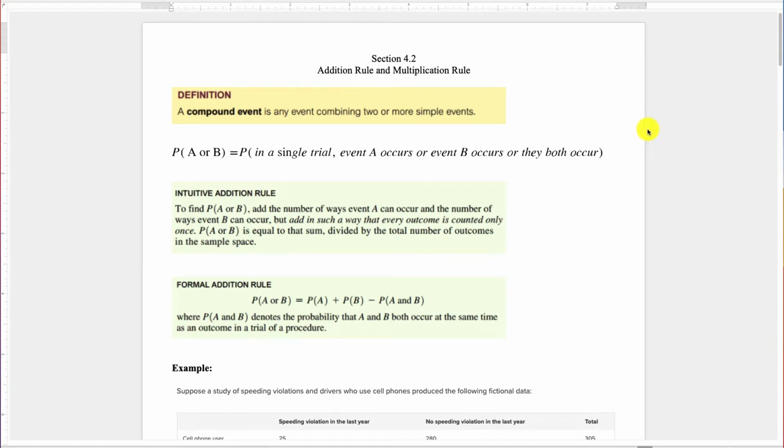This video will be about section 4.2 from the Triola stats book. It's about the addition rule and multiplication rule. So the first thing we're going to look at is what a compound event is. It's any event combining two or more simple events.